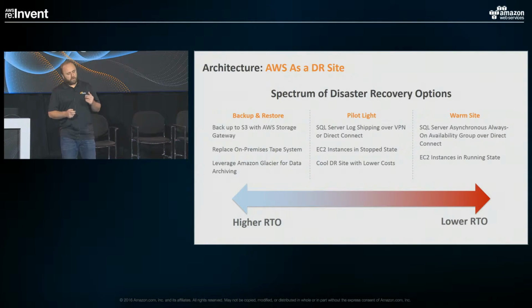So the common scenarios are, depending on your RPO and RTO, if it's fairly flexible, the backup and restore scenarios are there. Something in between would be Pilot Light, and we'll cover those in more detail. And then there's also warm site.